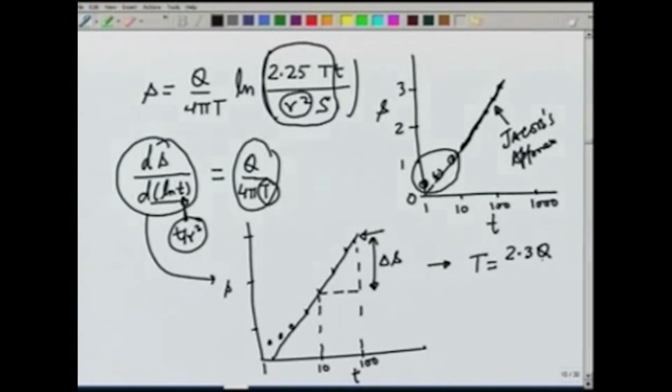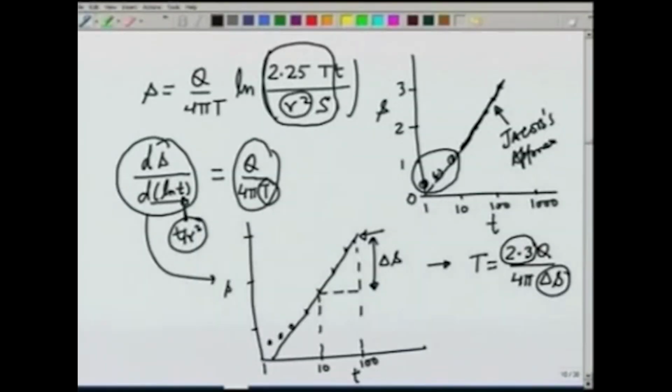T equals 2.3 Q over 4 pi delta S, where delta S represents the change in S in one log cycle of t, and 2.3 comes because of conversion of the base from 10 to natural log e. So, we can see that the slope of this line gives us transmissivity directly.